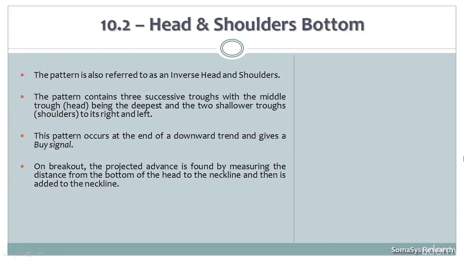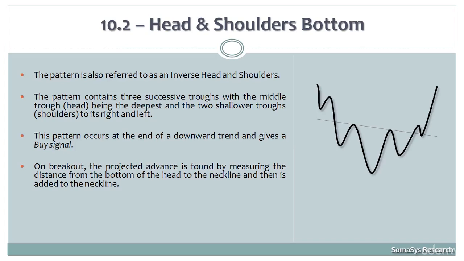This pattern, head and shoulders bottom, is also referred to as an inverse head and shoulders. Now this pattern contains three successive troughs, with the middle trough called the inverse head being the deepest, and the two outside shallow troughs or shoulders. This pattern occurs at the end of a downtrend and gives a buy signal.